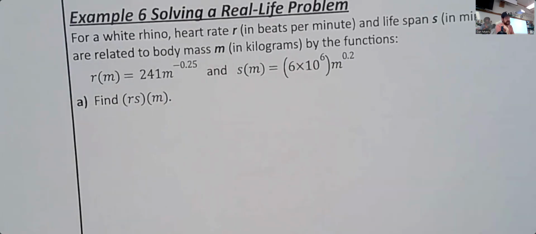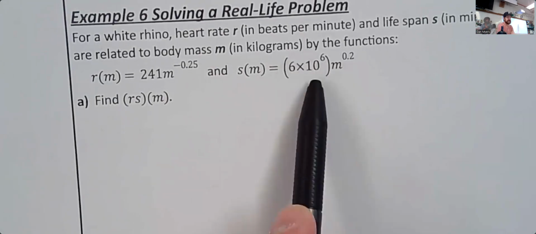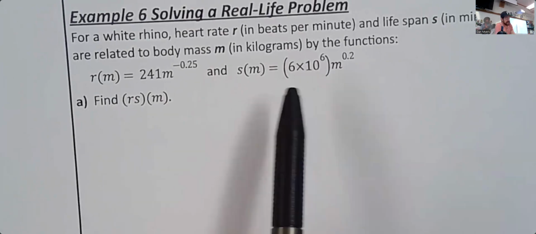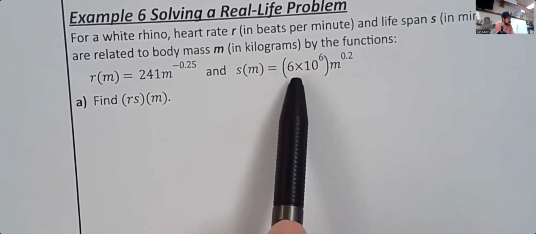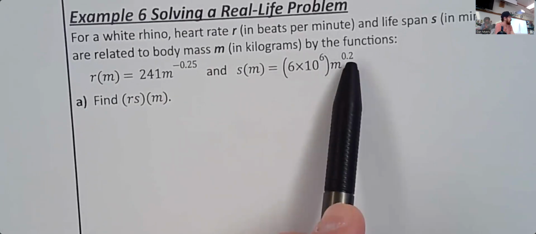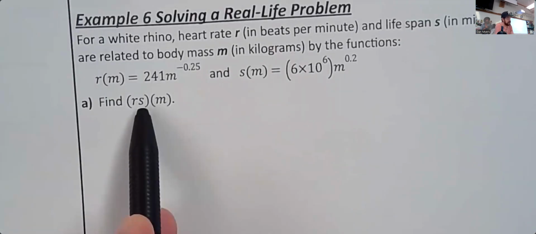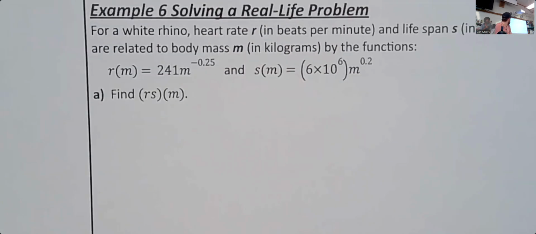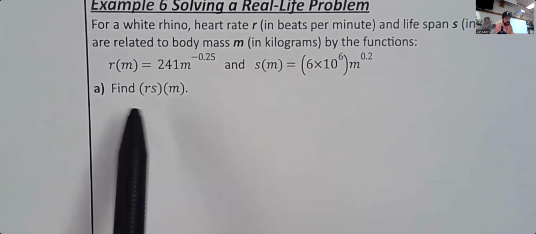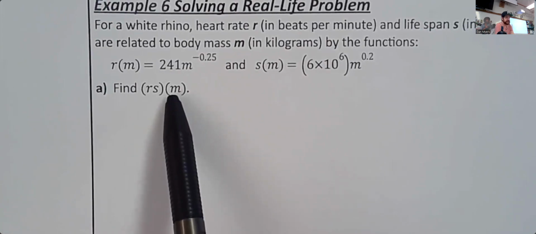And the lifespan in number of minutes, that's why it's a lot of minutes, is written in scientific notation, because it's going to be a lot of minutes. The lifespan in minutes in terms of mass is equal to 6 times 10 to the 6th power multiplied by the mass taken to the 0.2 power. So what we have to do is figure out R times S of M. This would be the two functions, beats per minute multiplied by lifespan in minutes, of the mass in kilograms.